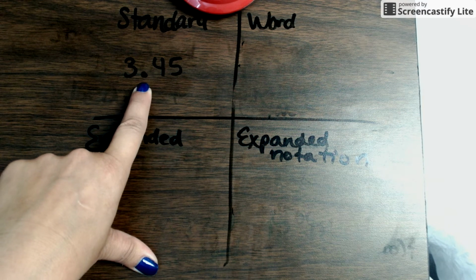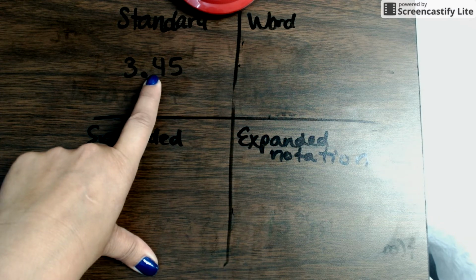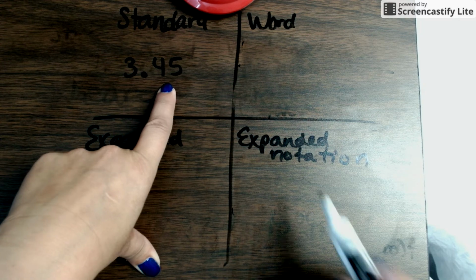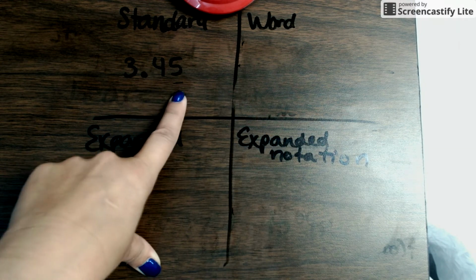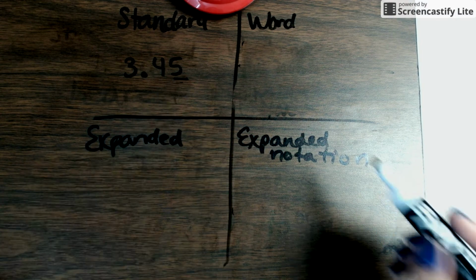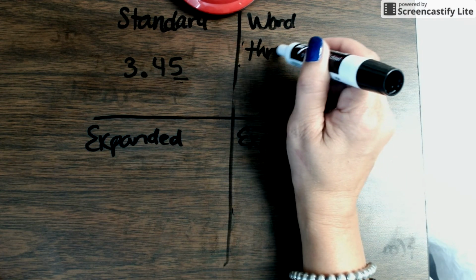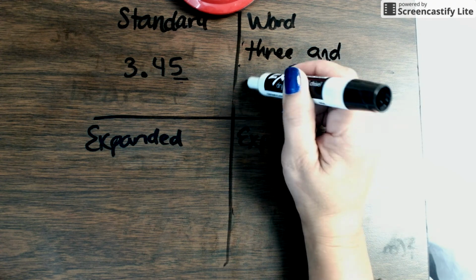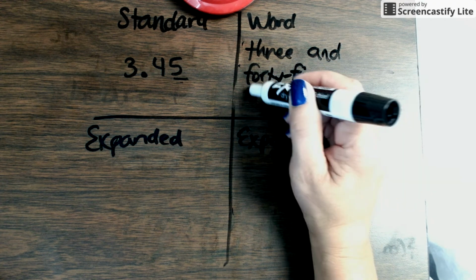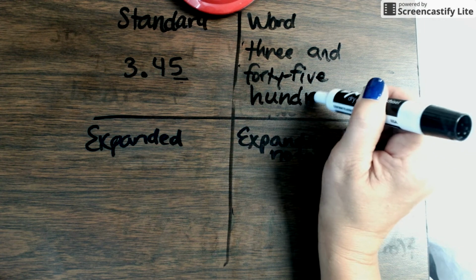The decimal, if you see the decimal point, that tells us to say the word and, then we read the number behind the decimal point. This would be the number 45, and it goes to the hundredths place. So we would say that we have 3 and 45 hundredths. So I would write 3 and 45 hundredths.